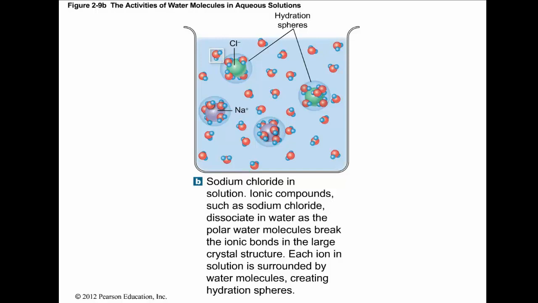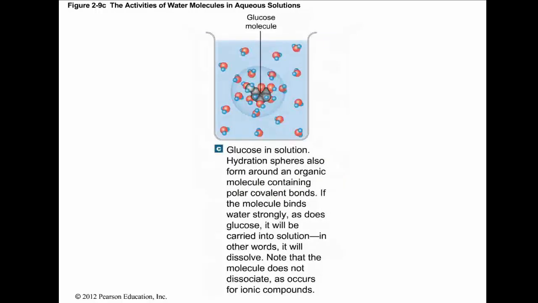Glucose in solution: the hydration spheres also form around the organic molecule containing polar covalent bonds. If the molecule binds water strongly, as does glucose, it will be carried into solution. In other words, it will dissolve. Note that the molecule doesn't dissociate as occurs in the ionic compounds.